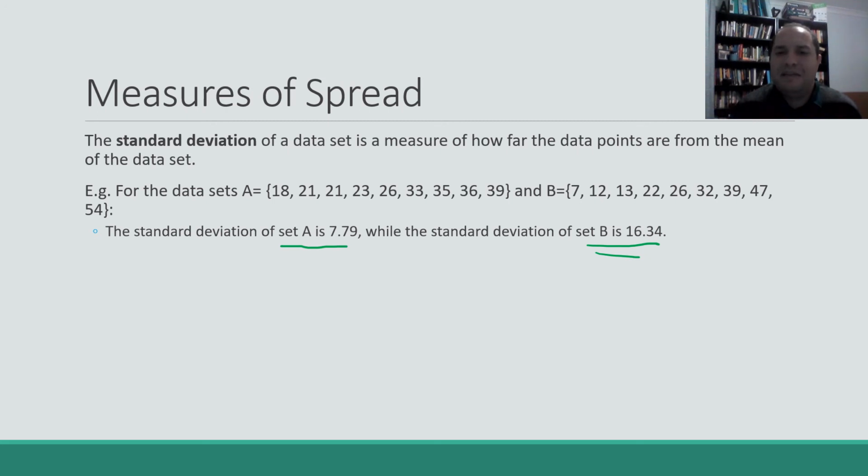So set B has a much higher standard deviation, so it's much more spread out, compared to set A with a smaller standard deviation. It's much more consistent. So in all our measures of spread, we can see that set A is much less spread out. It's much more consistent than set B, which has a lot of variation and has a lot of spread.